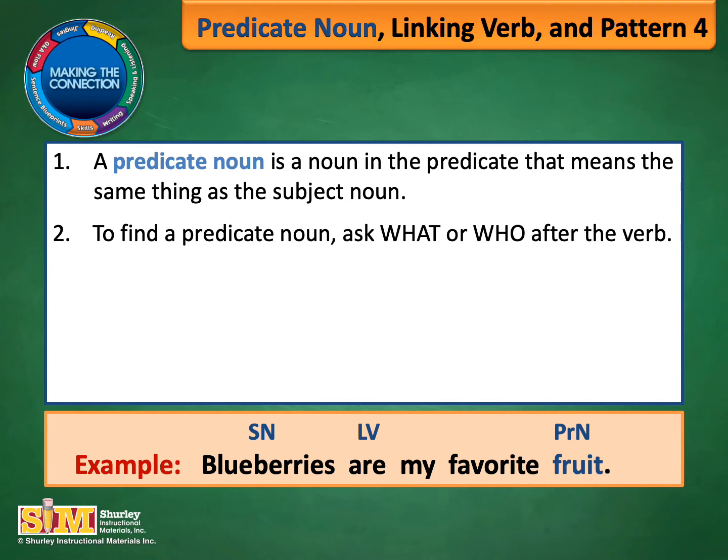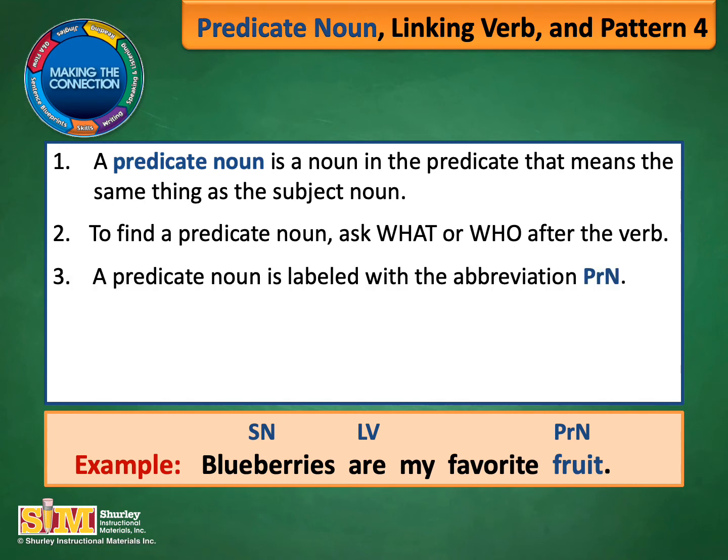Then students need to know the question to ask in order to locate a predicate noun using the Q&A flow. To find a predicate noun, ask what or who after the verb. Finally, students need to know how to label the predicate noun. A predicate noun is labeled with the abbreviation PRN. That's a capital P, lowercase r, and a capital N.